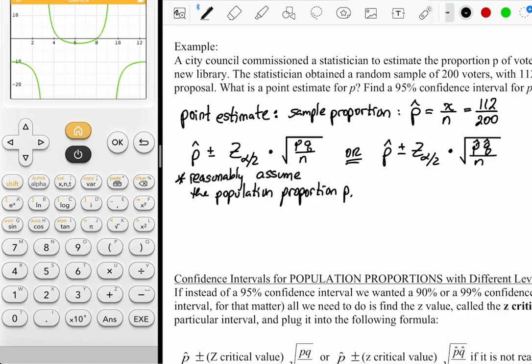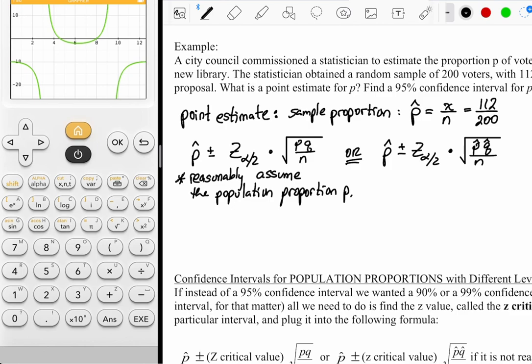What's the circumstance where you could assume that? They'll give it to you in the problem. They'll say historically the winner of the election has won at a rate of 0.6. So I kind of look at the first one as being a little bit more academic, the second one being a little bit more practical.